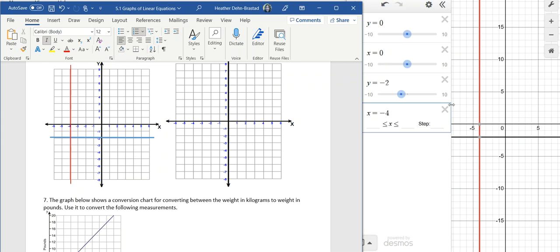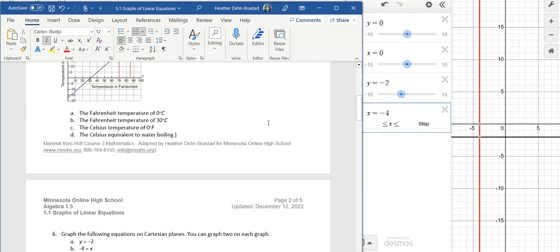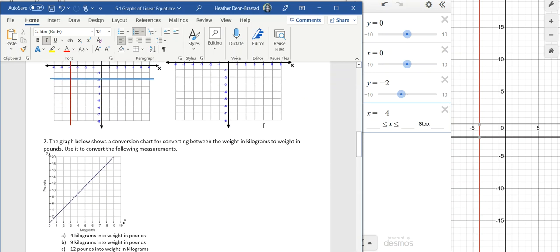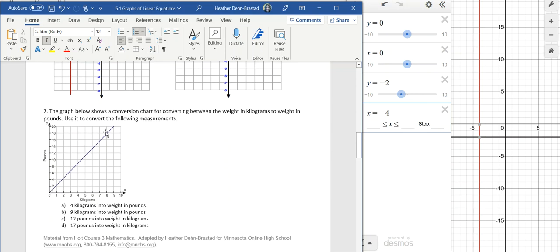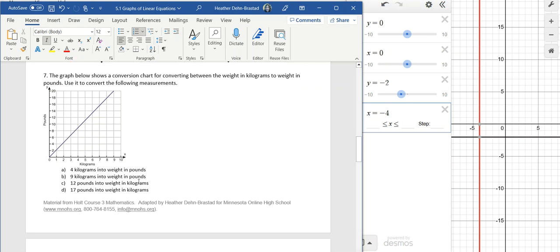Number 7 is very much like number 4, 5. We're looking at a line that's already graphed, and we can see kilograms are on the bottom and pounds are along the vertical. So to change 4 kilograms into weight in pounds, you would find 4 along the bottom, and you would go up to the line, and then you'd go over to see what that would be in pounds. That looks like about 9 pounds. And you keep going like that.